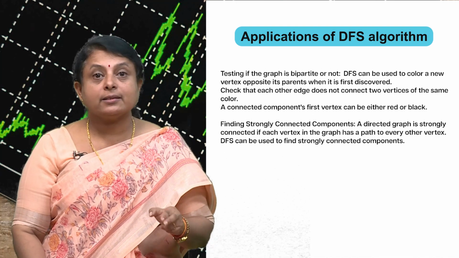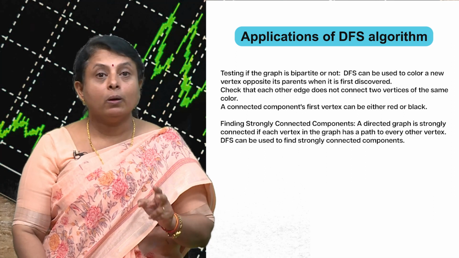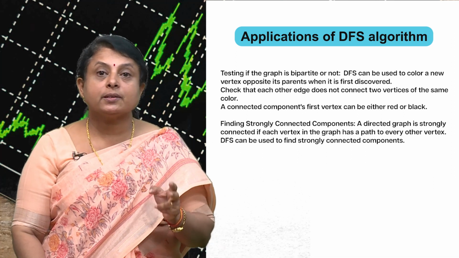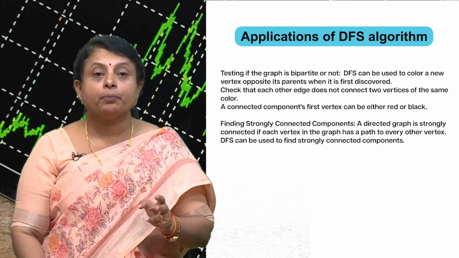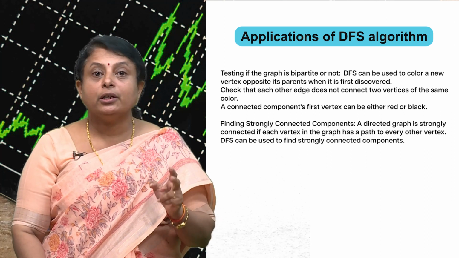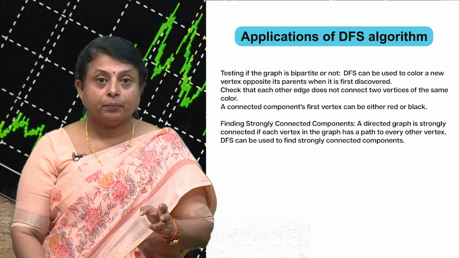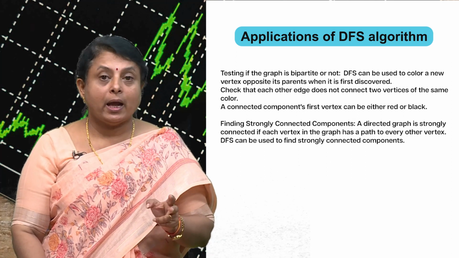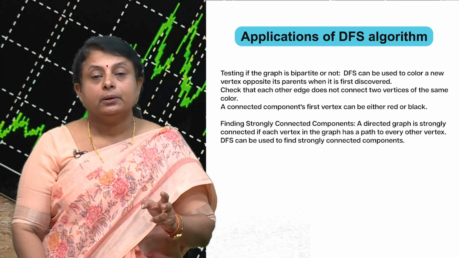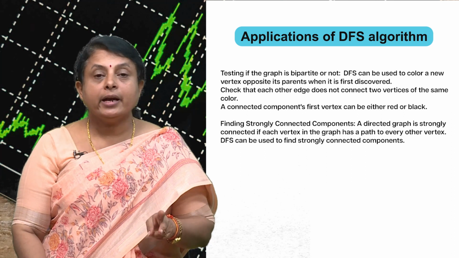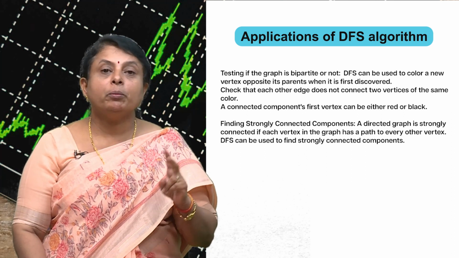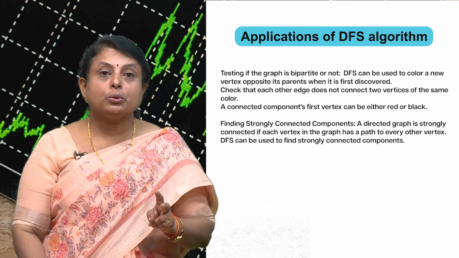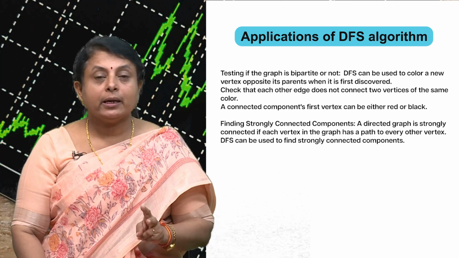DFS can also be used for testing whether the graph is bipartite or not. DFS can be used to color a new vertex opposite its parent when it is discovered first and check that each other edge does not connect two vertices of the same color. A connected component's first vertex can be either red or black. In a bipartite graph, there may be two different sets, and for an edge from U to V, U will belong to one set and V will belong to another set. So, DFS can be used to determine whether the graph is bipartite or not.